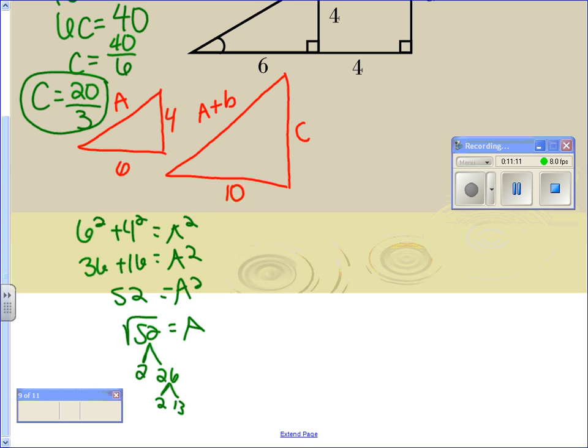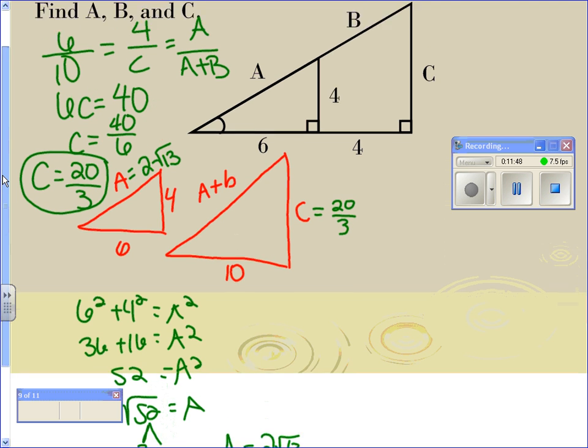Two times 2 times 13 gives you 52. Oh, 4. Yeah, 4, not 14. So 2 square roots of 13 would be your A. Does that make sense? You'll see how that works? So we know that A equals 2 square roots of 13, and we know that C equals 20 over 3.